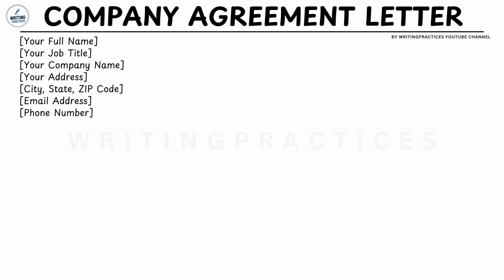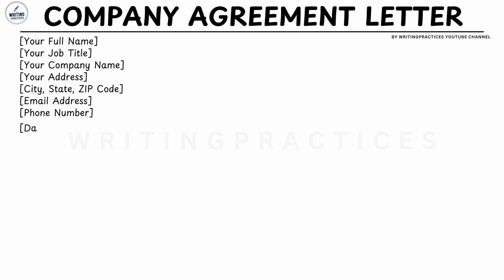Sender's information. Begin by providing your full name, job title, company name, address, email, and phone number. This information identifies you and your organization, establishing the origin of the correspondence. For example, John Doe, Chief Executive Officer, ABC Corporation, 123 Business Road, Business City, BC 54321, John Doe at abccorp.com, 555-1234567. Including these details ensures the recipient knows exactly who is reaching out and how to respond.